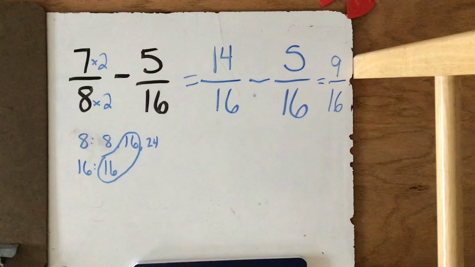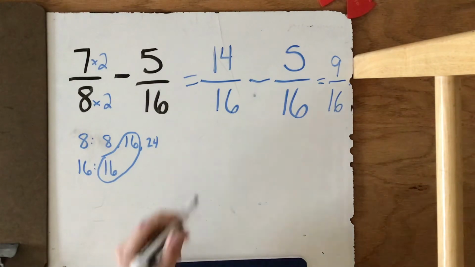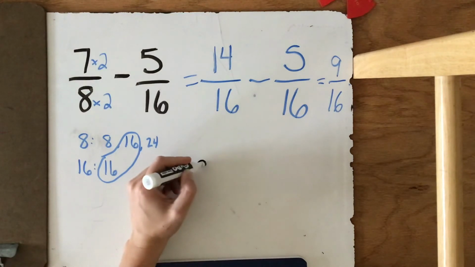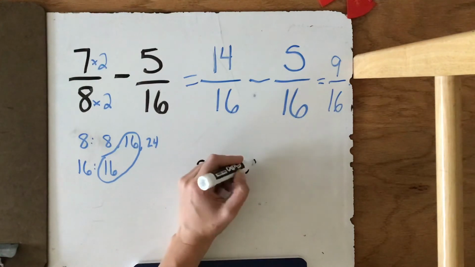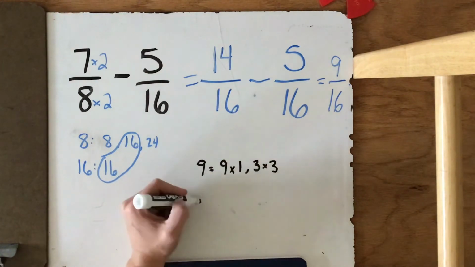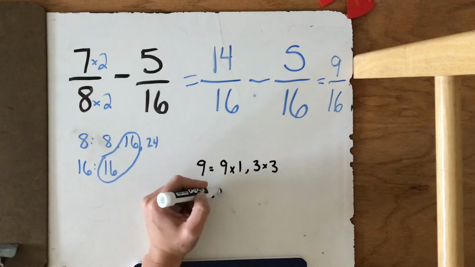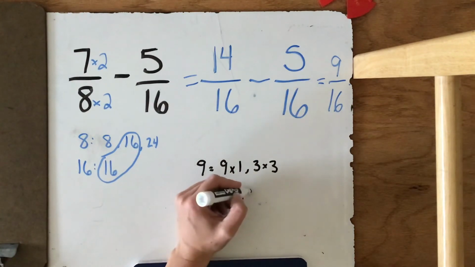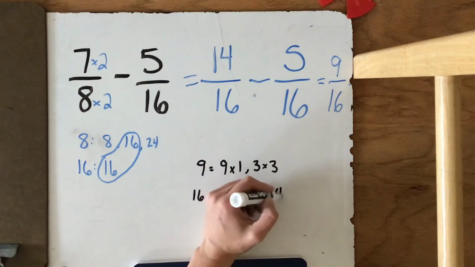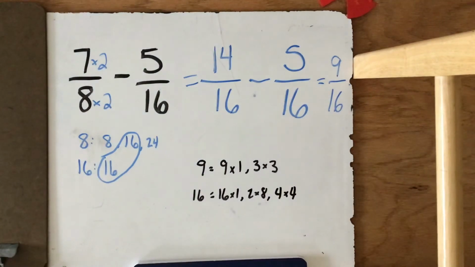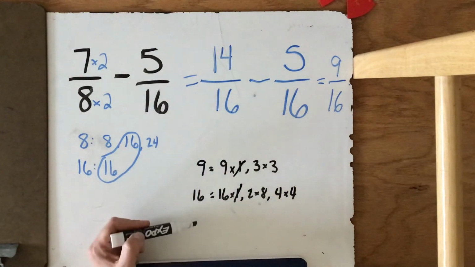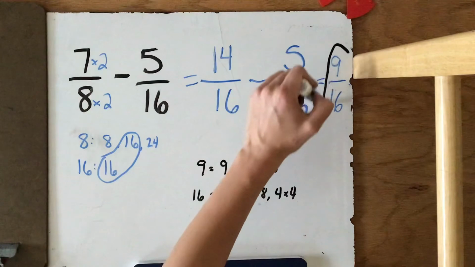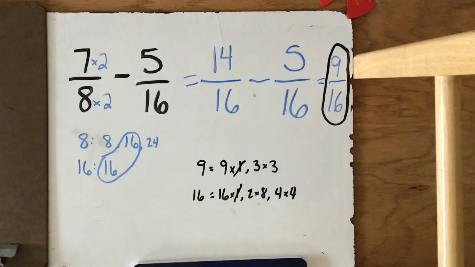And we can double check to make sure this is our most simplified by finding the factors. The factors of 9 are 9 and 1, and 3 and 3. The factors of 16 are 16 and 1, 2 and 8, and 4 and 4. Besides 1, they don't share any common factors. That means that this is our simplest form. This is our answer.